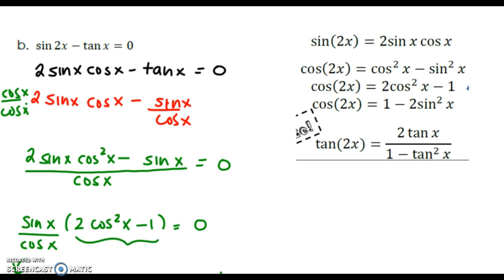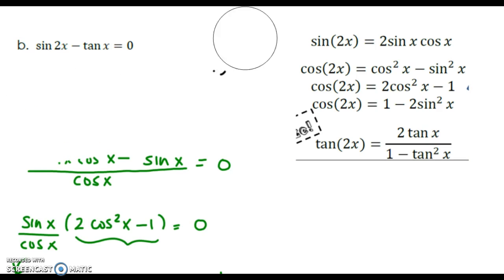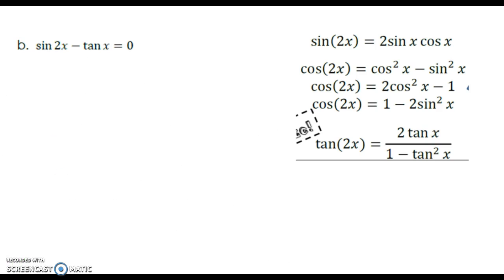This one's a little bit trickier. It's not as straightforward, but it is one that can definitely be done in just a few steps. The idea is you need to solve this expression again. Unfortunately, it has a double angle, so we're going to definitely do that substitution. So we're going to say twice sine of x cosine of x minus tangent of x equals 0.